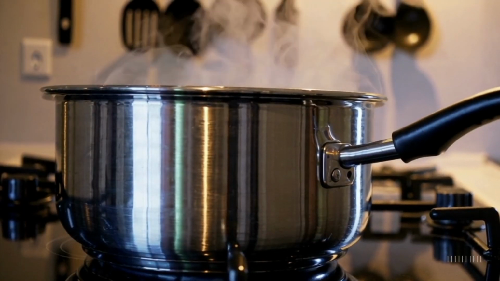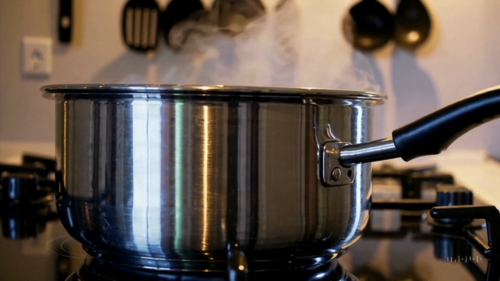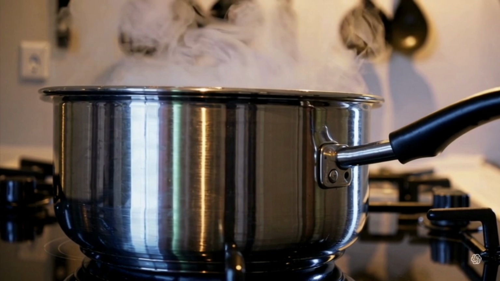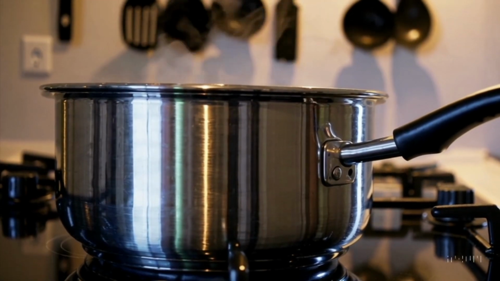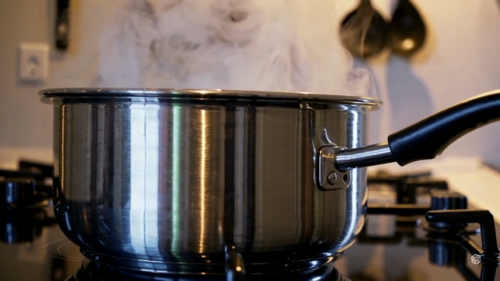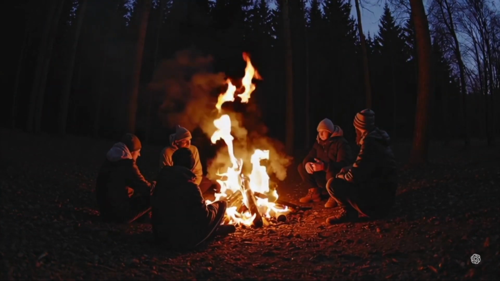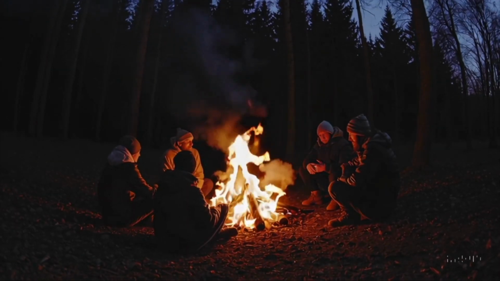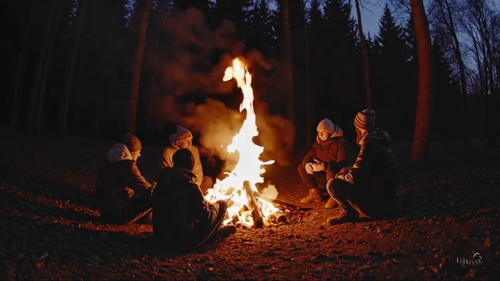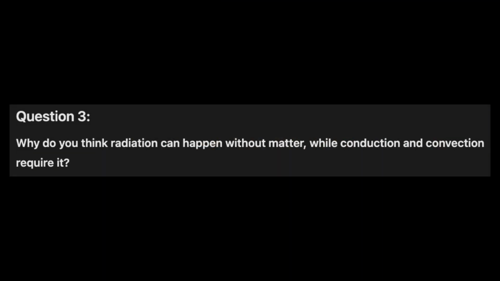Boiling water for pasta illustrates convection, as this process of heated water at the bottom rising up to the top when it becomes less dense, and then cooling as it's away from the heat source and becoming more dense and sinking back down is a good example of convection. Radiation happens when you feel the warmth of the sun on your skin, or you stand near a campfire, because the heat is transferred through electromagnetic waves without you needing air or direct contact. Why do you think radiation can happen without matter, while conduction and convection require it?